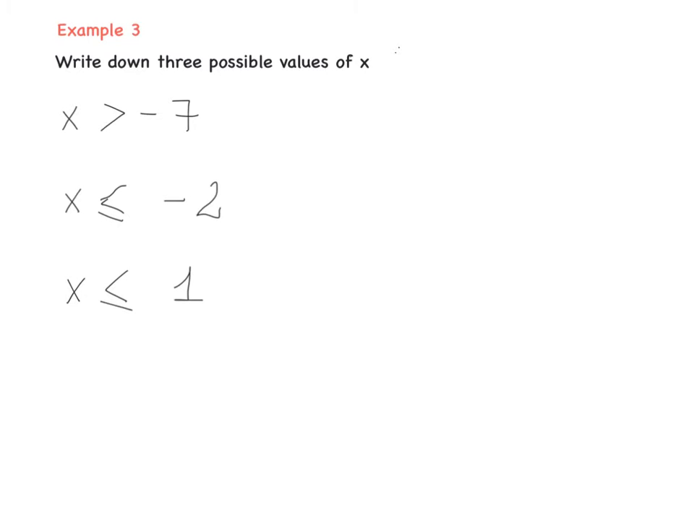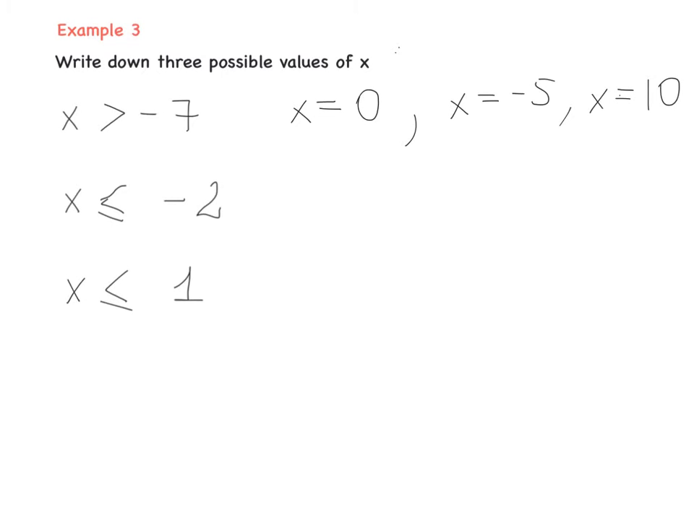And the next question here, you are asked to write down 3 possible values for x. Okay, so what x is? In the first one, we know that x is greater than minus 7. So everything greater than minus 7. So x might be, let's say, 0. It's greater than minus 7. X might be minus 5. X might be 10. Okay?